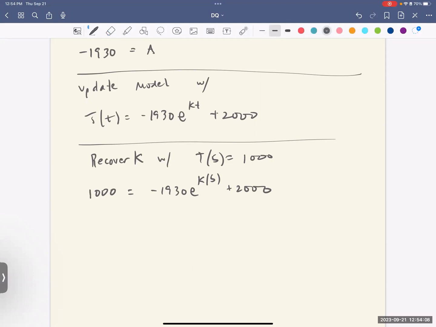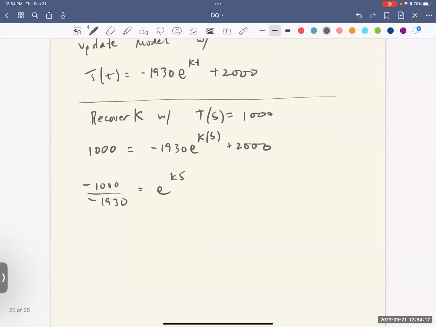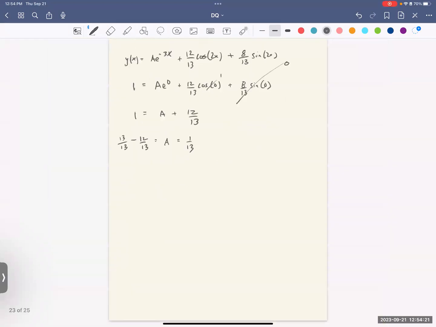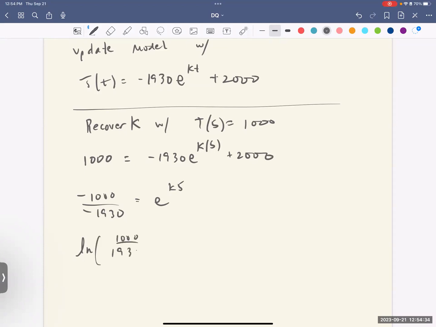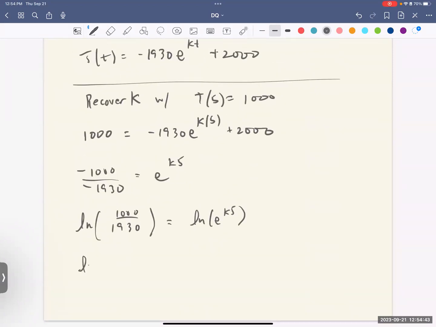Okay, so now if we move the 2000 over, we get negative 1000 divided by negative 1930 is e to the K times 5. We need to solve for K. So let's take the natural log of both sides. If we take the natural log of both sides, we have natural log of 1000 divided by 1930. I know we could reduce that, but I'm not going to. Natural log of the left, e to the K times 5, so natural log of 1000 over 1930 is equal to K times 5. And then let's divide by 5. So K is equal to natural log of 1000 divided by 1930, divided by 5, so a fifth.